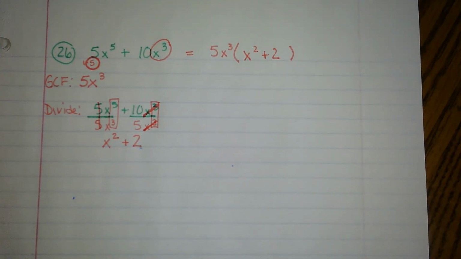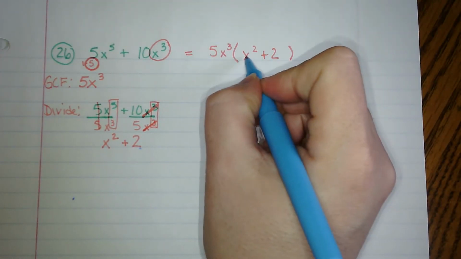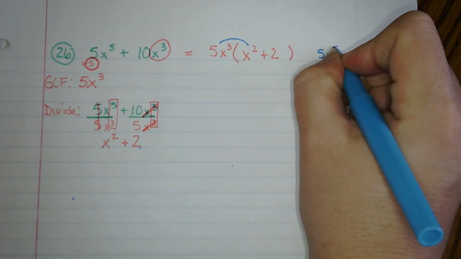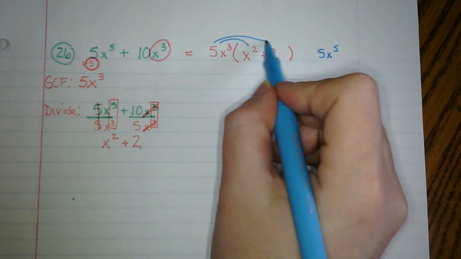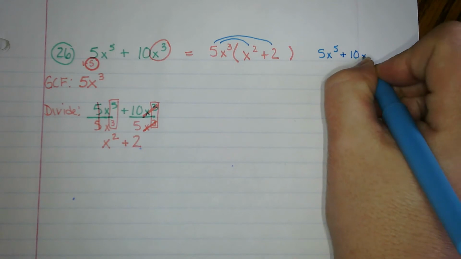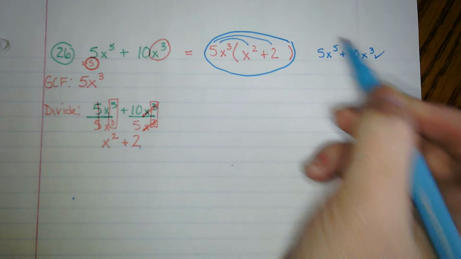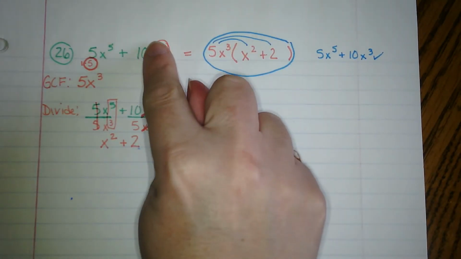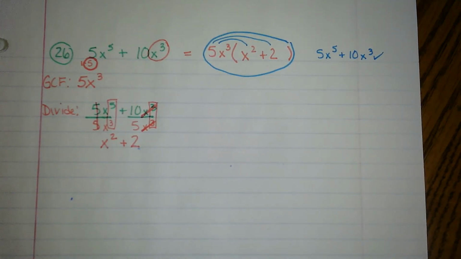Now I just have to double check my math. 5x to the third times x squared. When I distribute that, I should get 5x to the fifth, which it is. And then when I do 5x to the third times 2, 5 times 2 is 10. This should be 10x to the third, and it is. Boom. I did it right. This is my answer. I'm literally checking it with distributive property to make sure that it factors correctly. Whatever I do when I distribute should take me right back to my original problem. That's why factoring is really like reverse distributive property.